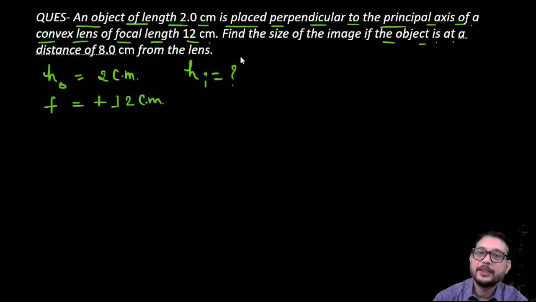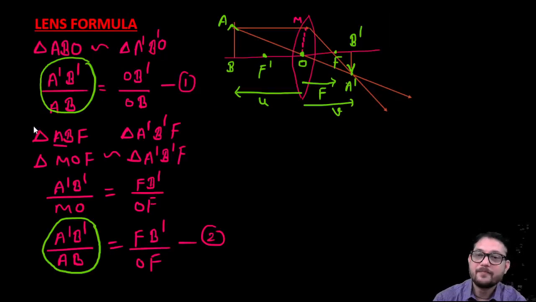If the object is at a distance of 8 cm, the distance of the object, U, is negative 8 cm. This is the basic question. Now, how can we calculate the relation between the height of the image and the height of the object? As you have just seen here, u and f are given.